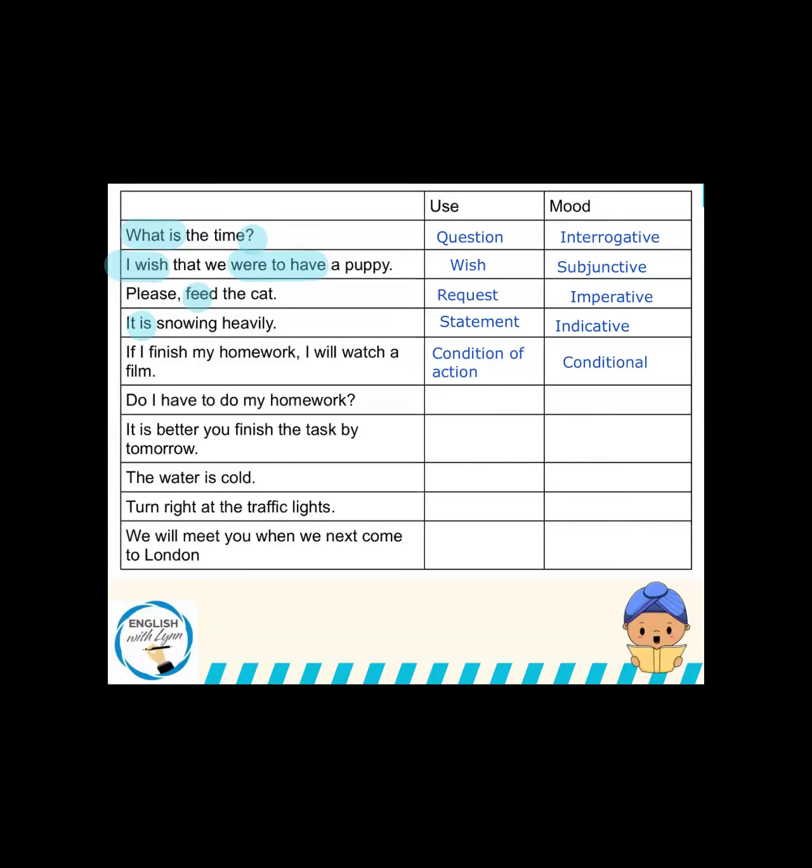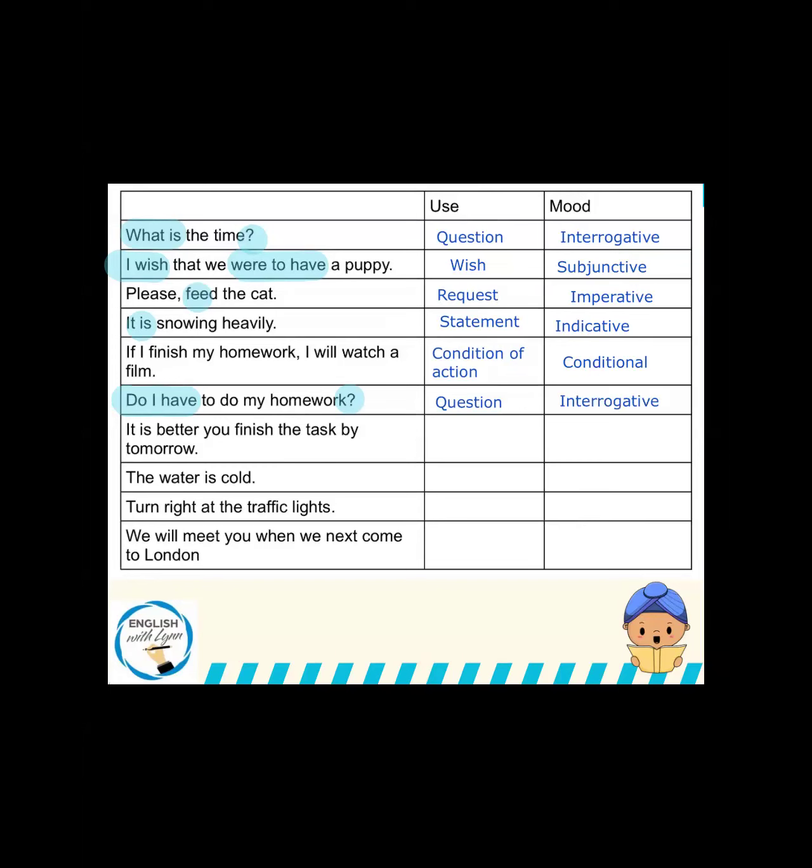Okay. Now, looking at the next sentence, I've got do I have to? So that part there is questioning, and I've got my modal verb there, and I've also got a question mark at the end, so I know that it is asking a question, and if it is a question, it is using the interrogative mood.